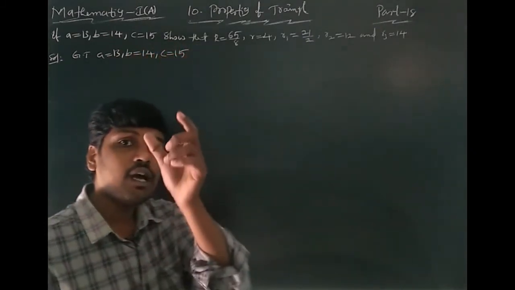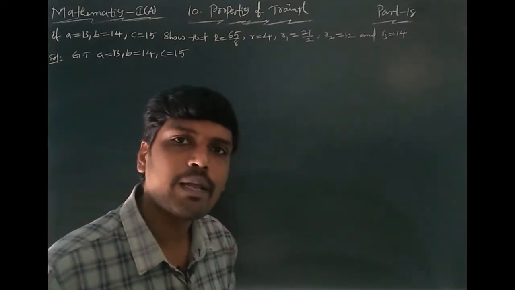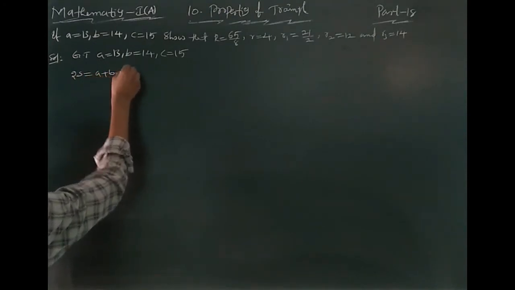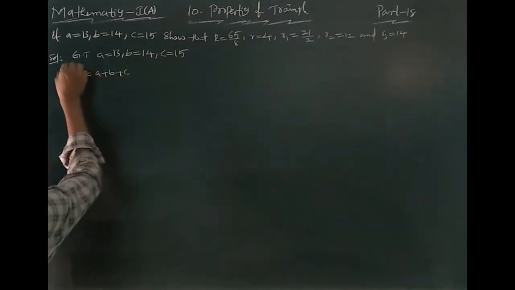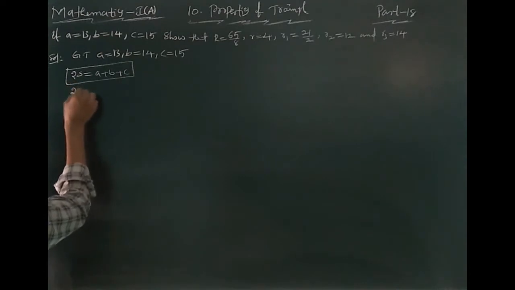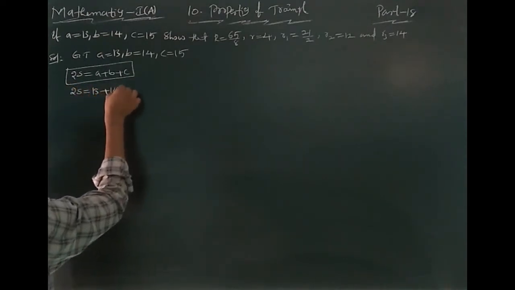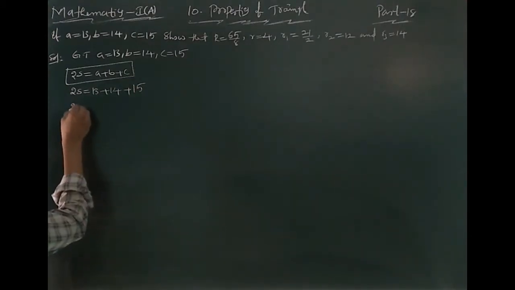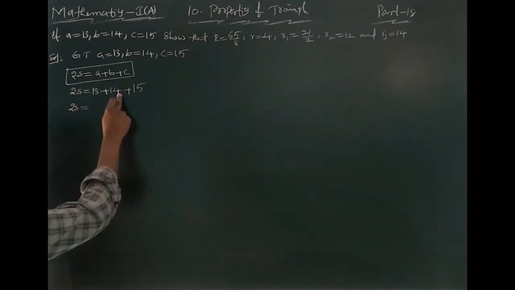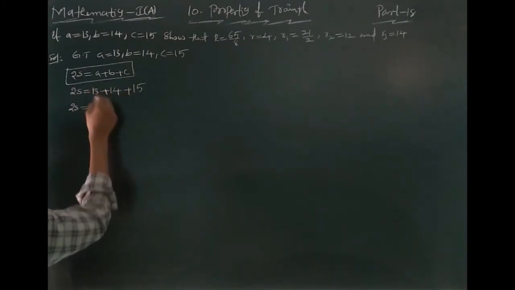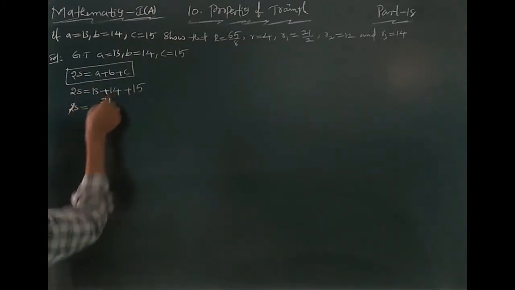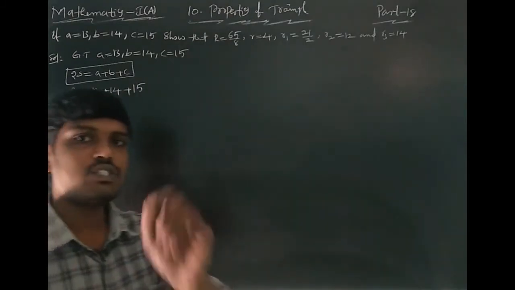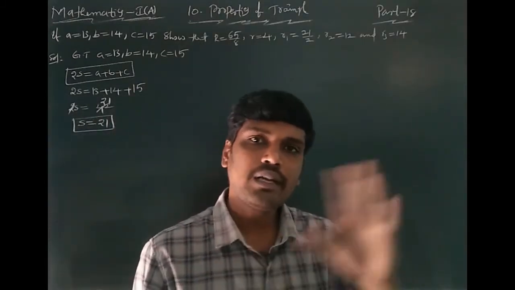First you can find the perimeter of the triangle. What is the formula for the perimeter? 2s is equal to a plus b plus c. This is the perimeter formula. In this formula, you write a value 13 plus b value 14 plus c value 15. And you get 42. Half of 42 is 21. So s value is 21, half of the perimeter, completed.